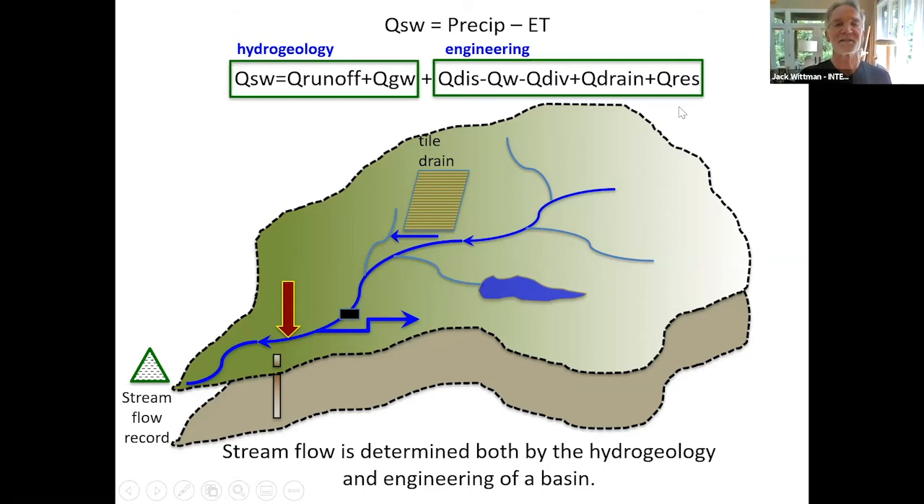So in the equation I've just arranged, there's a natural side. The surface water is both runoff and groundwater discharge. If nothing was happening in this watershed, that's all that there would be. But because there are people, there are these other pieces of the puzzle. There's an engineering side that we can change if we want to.